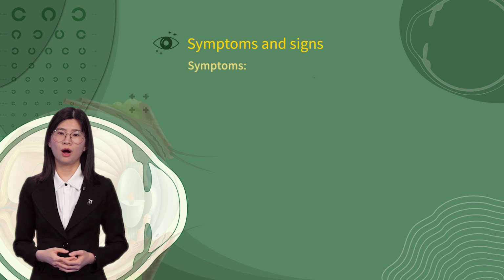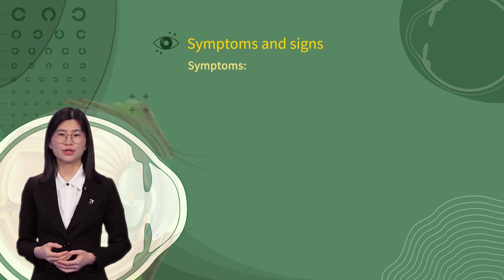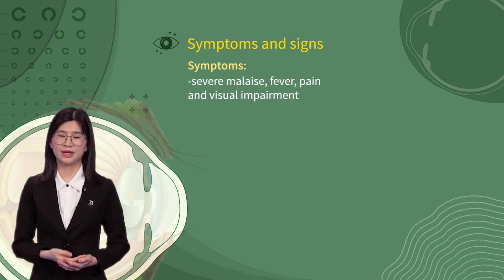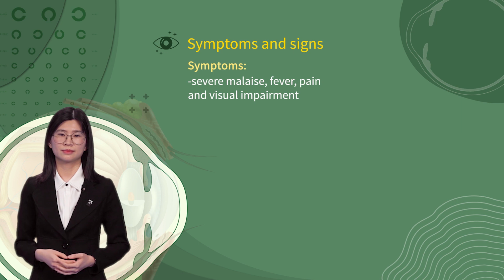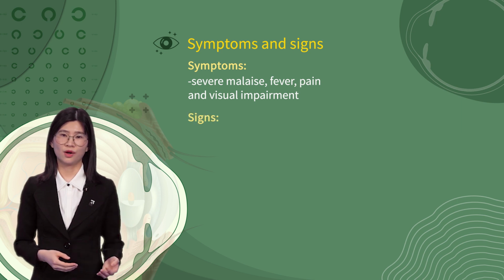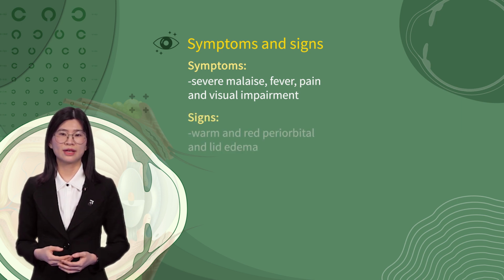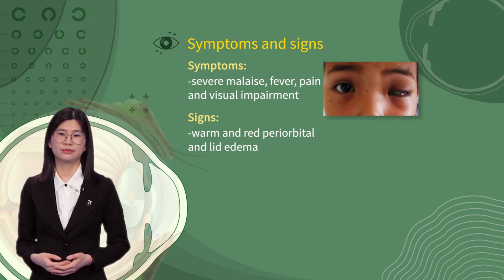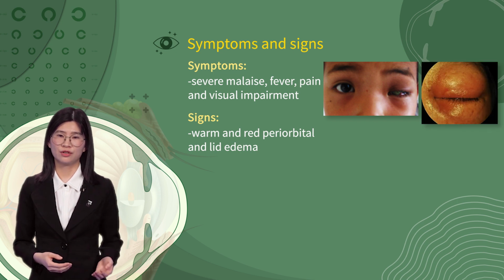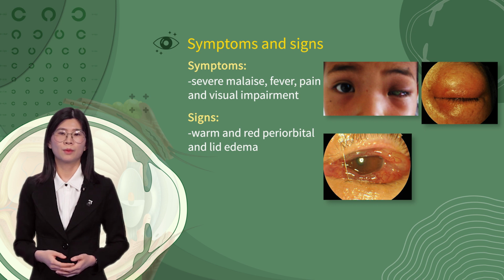In bacterial orbital cellulitis, patients usually present with rapid onset of severe malaise, fever, pain, and visual impairment. On physical exam, we can find the following signs: unilateral tender, warm, and red periorbital and lid edema. Also, the bulbar conjunctiva is severely edematous and protruding.